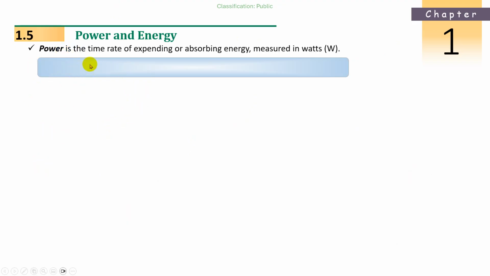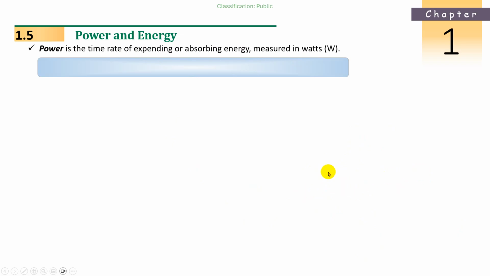Okay, now let's go to power, because in power we can see the equation for voltage and power both. What is power? Power is the time rate of expending or absorbing energy, measured in watts. Now we have the voltage and the current. Let us take how much energy is dissipated, used, or delivered with respect to time.